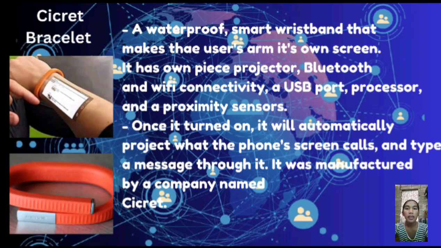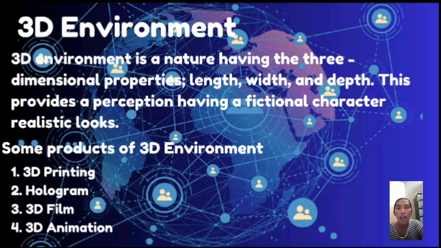The Secret Bracelet is a waterproof smart wristband that projects a smartphone screen onto the user's arm. It uses a built-in projector and proximity sensor to let users touch and control the display. It connects via Bluetooth and Wi-Fi and was developed by the Secret company.